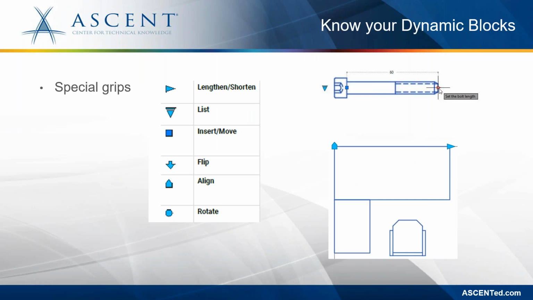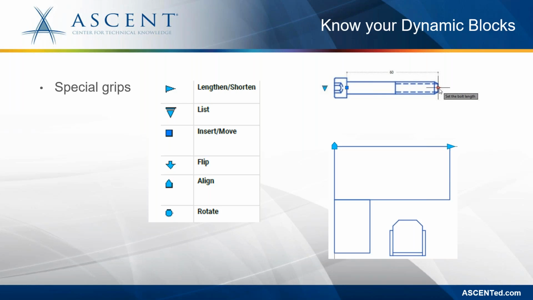Now that we have a dynamic block created, how would you be able to tell how you can manipulate it and what all is built into it? So to know what kind of variation is built into a dynamic block, we need to first select it, which displays the grips on it. Each shape of the grip indicates the action or variation that has been incorporated into that block.